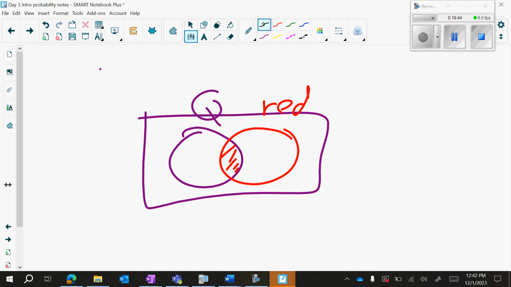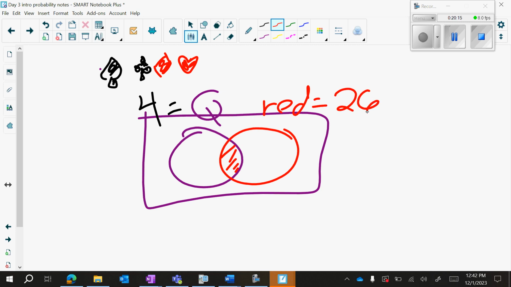There are actually 4 queens in the deck. And for those of you that know cards, 2 of them are black and 2 of them are red. They are spades, clubs, diamonds, and hearts. Okay, so there's 4 total queens in the deck: the queen of hearts, the queen of diamonds, the queen of spades, the queen of clubs. Okay, now half the deck, 26 cards, are red.